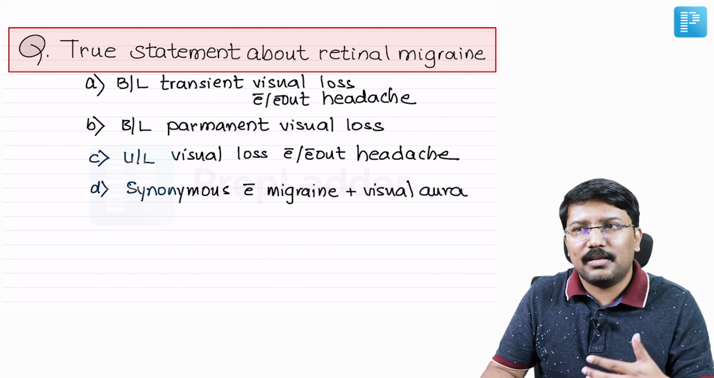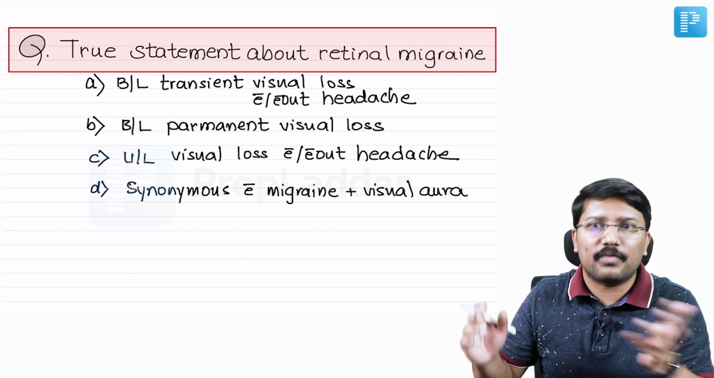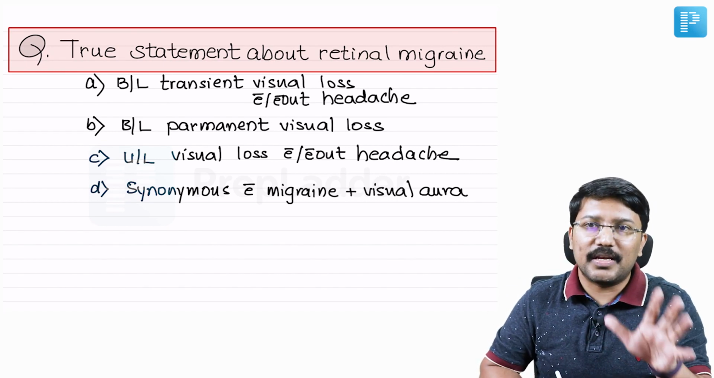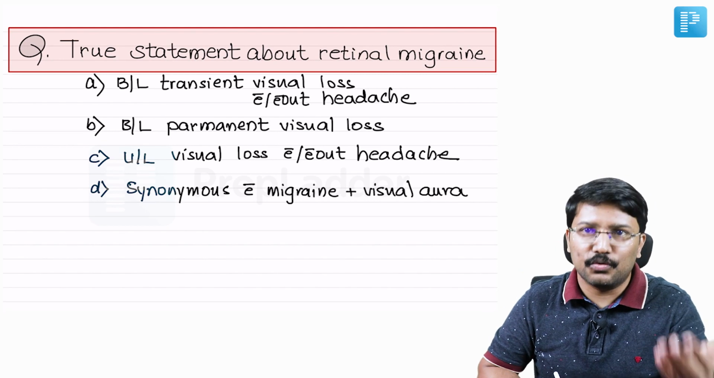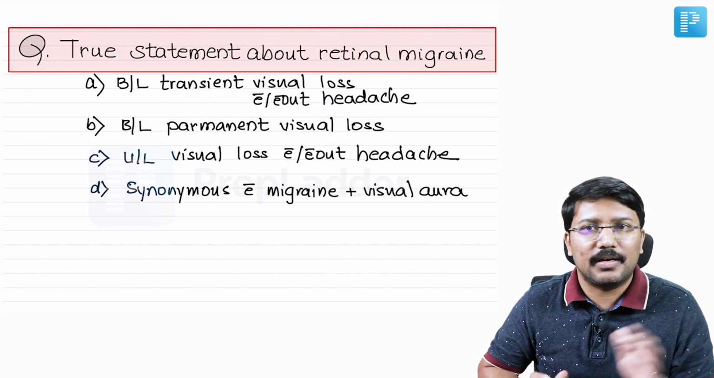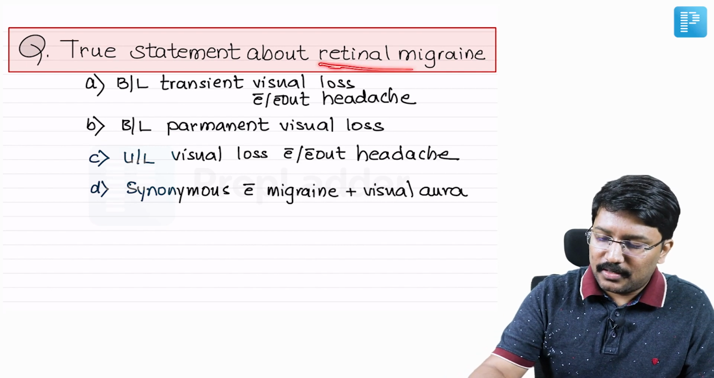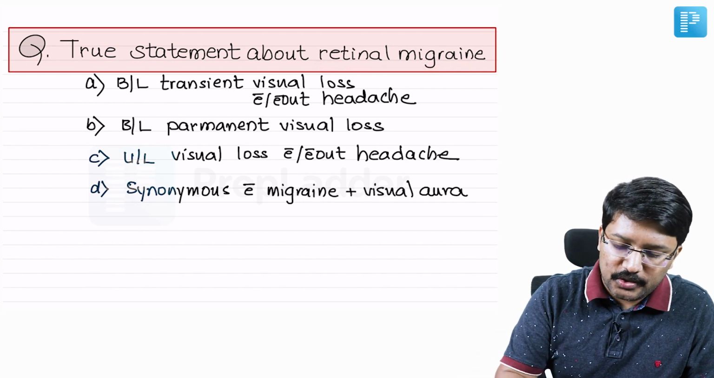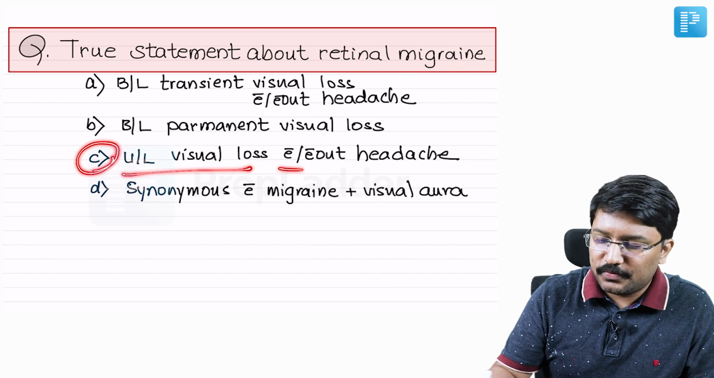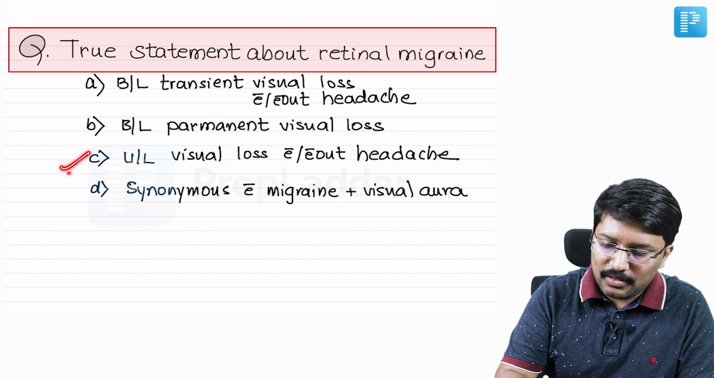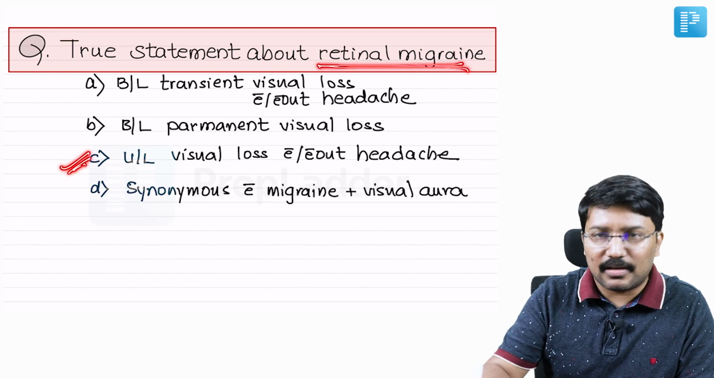Because in Harrison, whether you're seeing from volume 1 or volume 2, there is a table classification of migraine and then some basics are spoken about, right? But I know you guys are preparing for neurology, so you should be very well versed with migraine. The true statement about retinal migraine is that there is usually unilateral visual loss with or without headache. That is characteristic, so remember this point and then spend some time learning about retinal migraine.